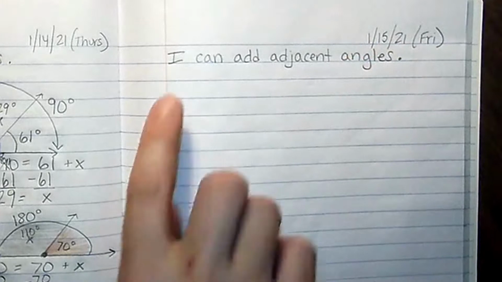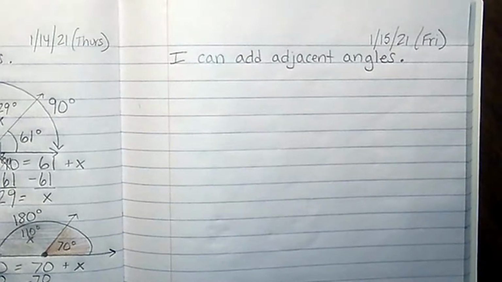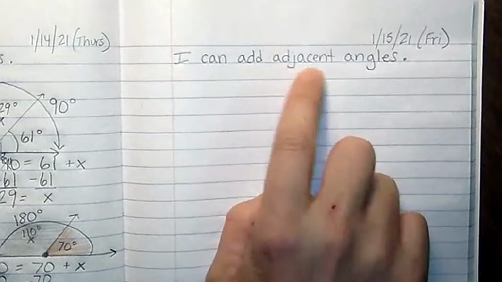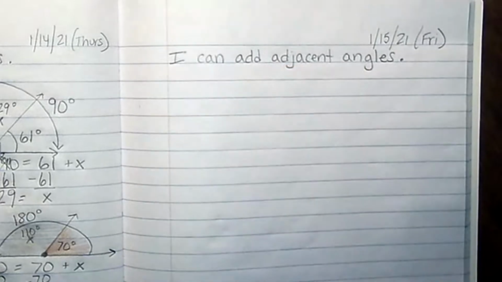Our I can for today says, I can add adjacent angles. Who remembers what adjacent means? Remember, it's that fancy word for next to or side by side, angles that are side by side. Remember, we talked about opposite, we talked about adjacent. Adjacent means right next to another angle. All right, so let's start.